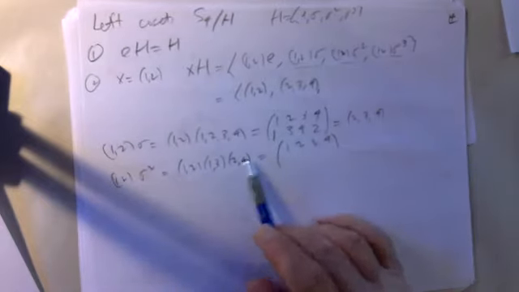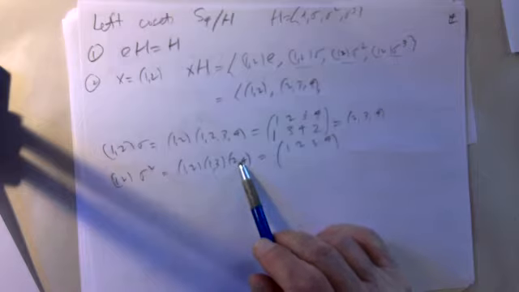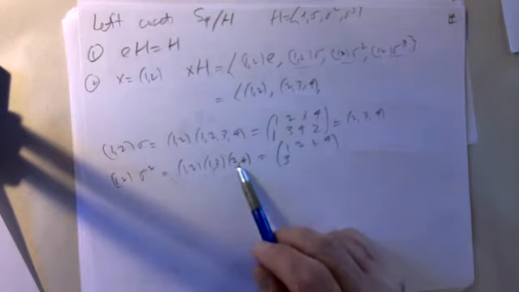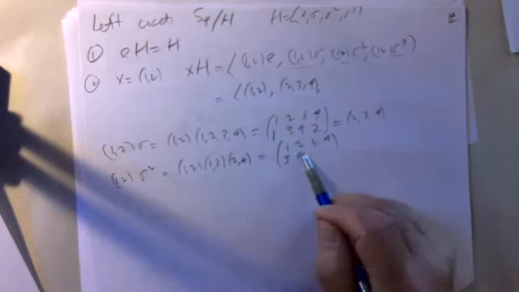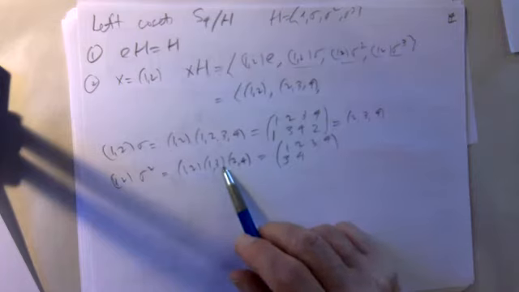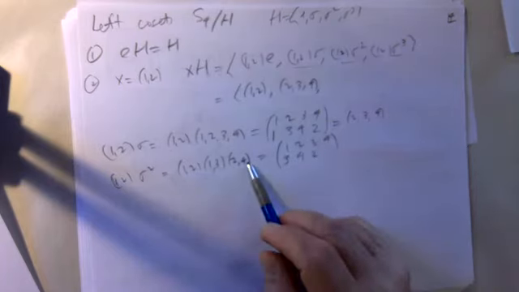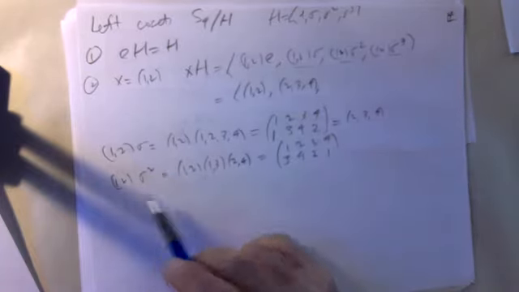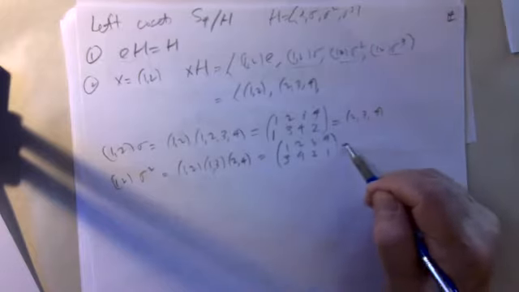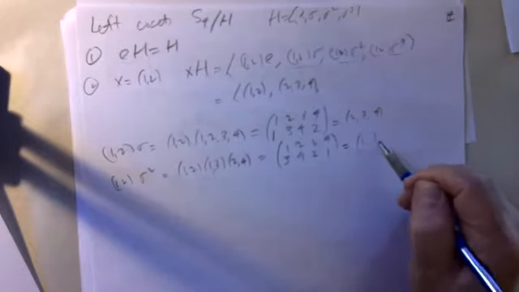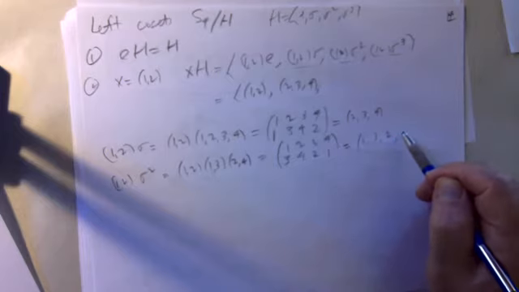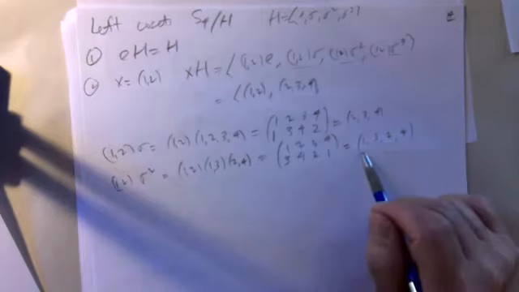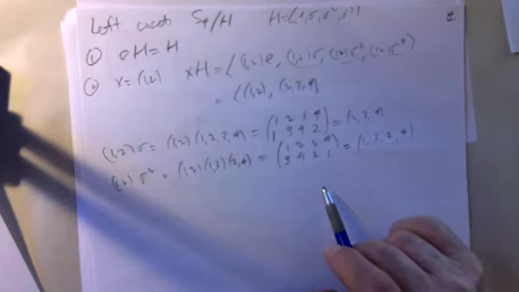Composition of functions means you go from right to left. 1 goes to 1, 1 goes to 3, 3 goes to 3, so 1 ends up at 3. 2 goes to 4, and 4 goes to 4. 3 goes to 3, 3 goes to 1, so 3 goes to 1. 4 goes to 2, and 2 goes back to 1. So (1 2) times sigma squared is this: 1 goes to 3, goes to 2, goes to 4, goes back to 1. So this is the cycle (1 3 2 4).